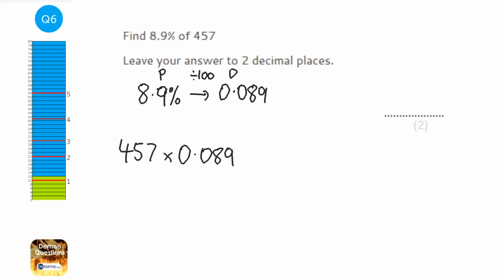So I'm going to times that by 457 equals, and it says 40.673, and it wants it to 2 decimal places, so that's going to be 40.67.